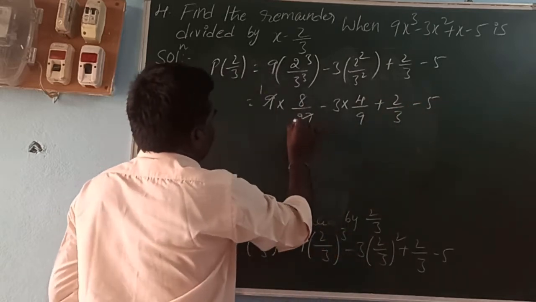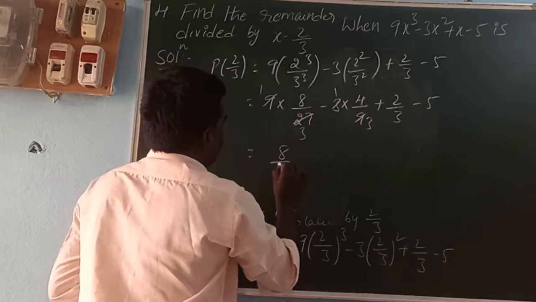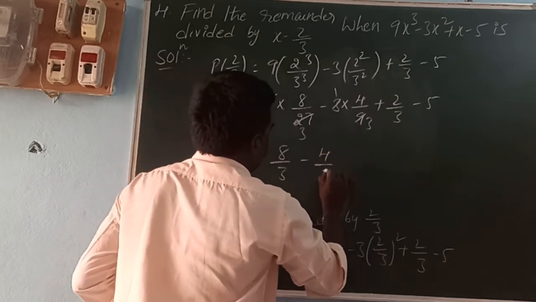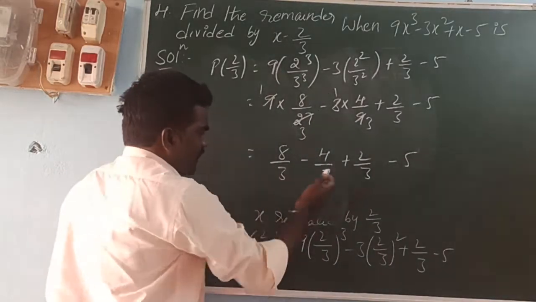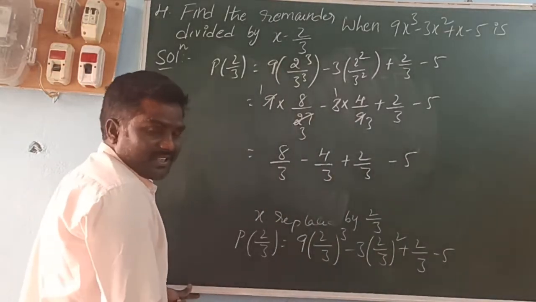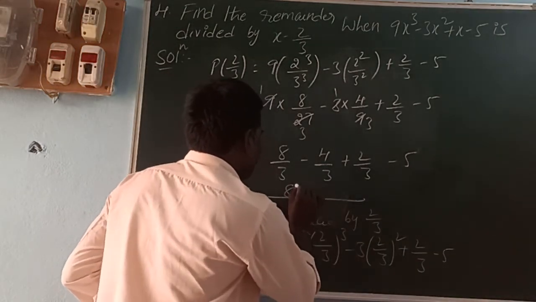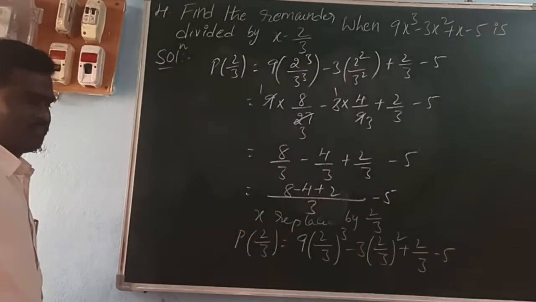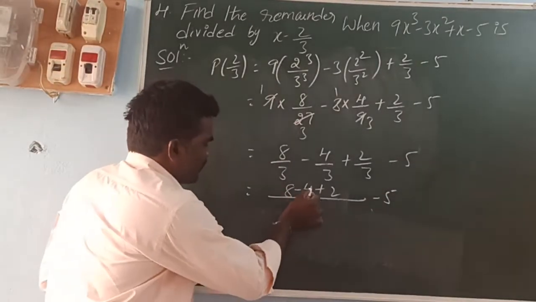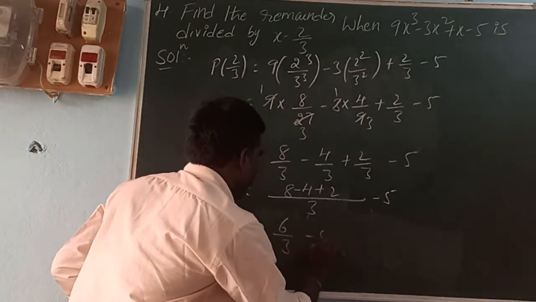9 one's are 9, 3 threes are 9, 3 ones are 3, 3 threes are 9. That is 8 by 3 minus 4 by 3 plus 2 by 3 minus 5. These are all like fractions, so write the common denominator, that is 3. 8 minus 4 plus 2 minus 5. So 8 minus 4 is 4, 4 plus 2 is 6. 6 by 3 minus 5.